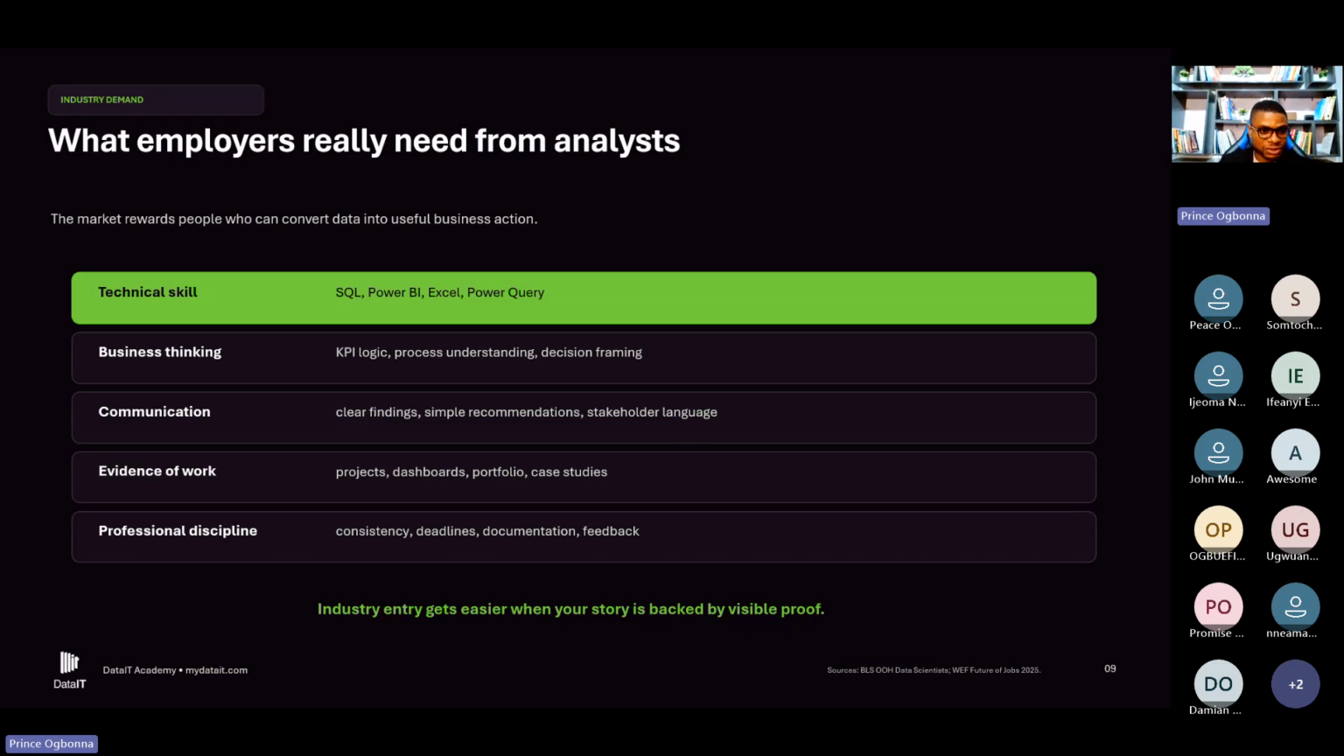You see, communication, evidence of work, and business thinking is where you have a huge advantage. So then evidence of work: projects, dashboards, portfolio, case studies. Employers want to see what you've done before. And then professional discipline: consistency, deadlines, documentation, and feedback. Employers also want to know how consistent you have been, maybe in learning data analytics. For how long? How passionate are you about it? What are the problems you've solved with it? So industry entry gets easier when your story is backed by visible proof, because that visible proof is that communication and evidence of work.